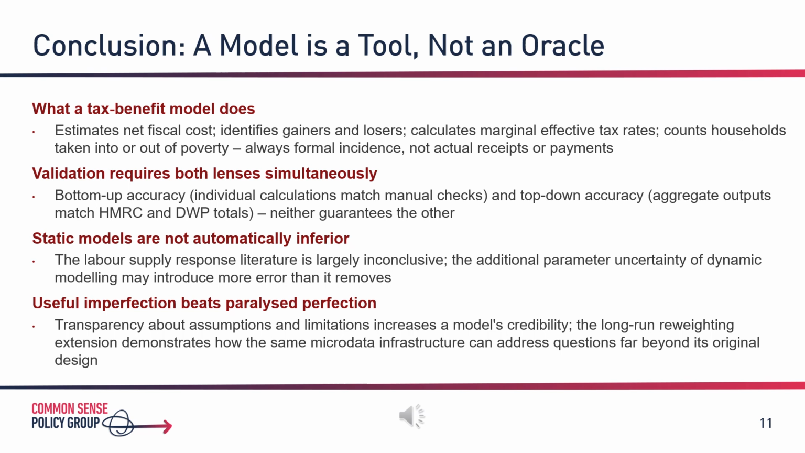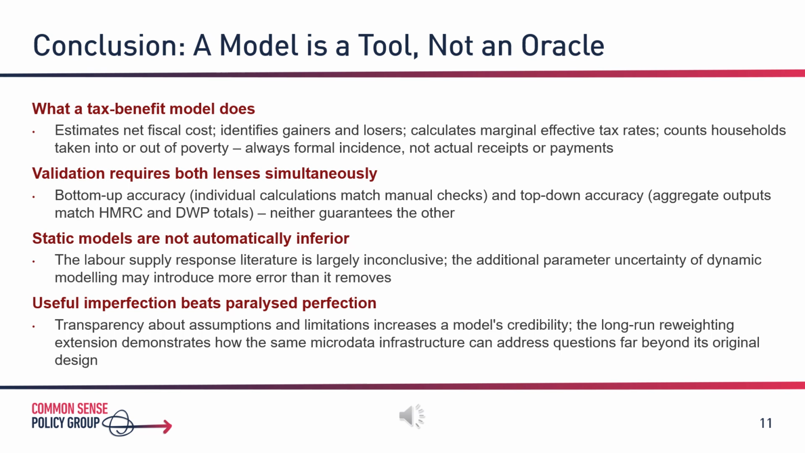The second thread is validation. Bottom-up and top-down validation are both necessary, and neither guarantees the other. A model can produce the correct total income tax revenue while systematically misclassifying which deciles pay it, if individual errors cancel out in aggregate. Conversely, a model can correctly attribute tax to specific household types while producing aggregate revenue estimates that diverge from HMRC data because its treatment of high-income households is wrong. Run both checks, report both.